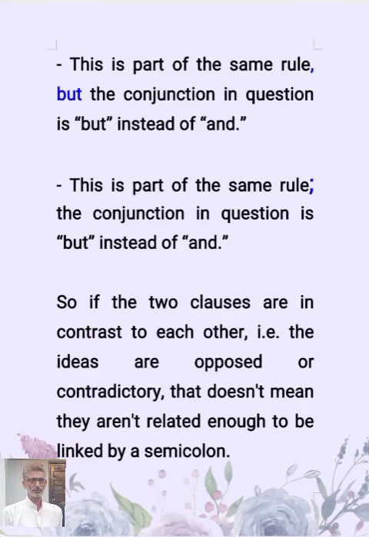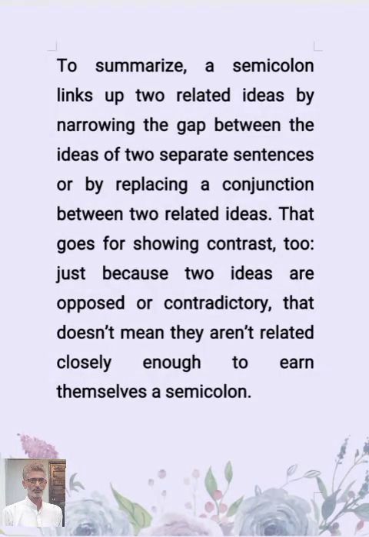So, if the two clauses are in contrast to each other, that is, the ideas are opposed or contradictory, that doesn't mean they aren't related enough to be linked by a semicolon. To summarize, a semicolon links up two related ideas by narrowing the gap between the ideas of two separate sentences, or by replacing a conjunction between two related ideas. That goes for showing contrast too. Just because two ideas are opposed or contradictory, that doesn't mean they aren't related closely enough to earn themselves a semicolon.